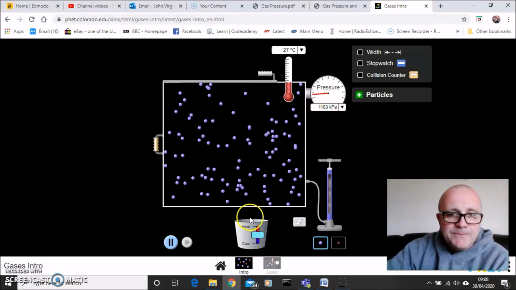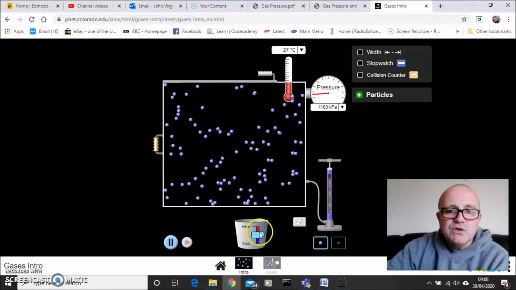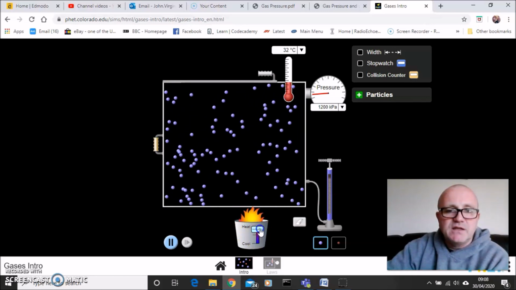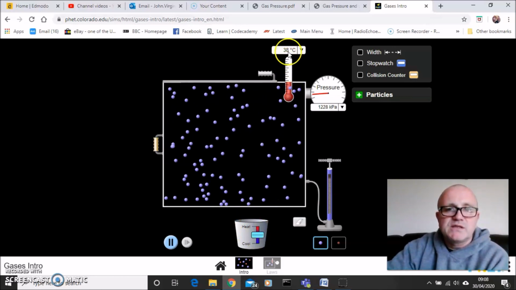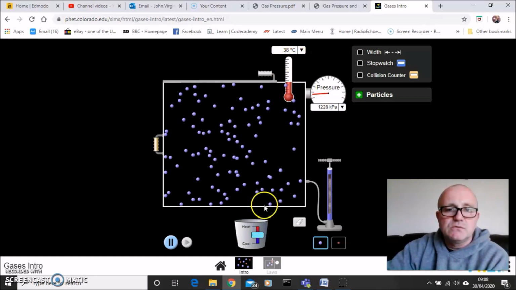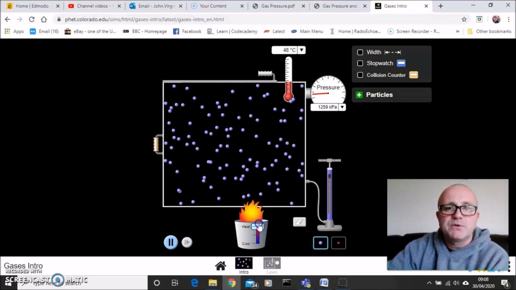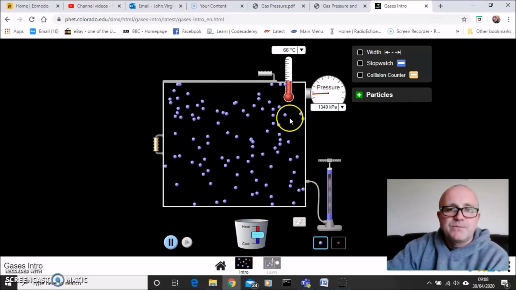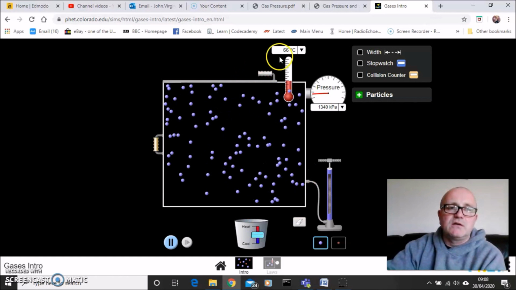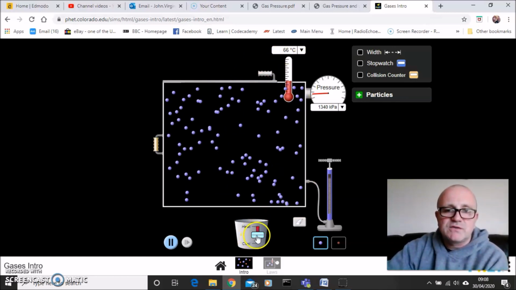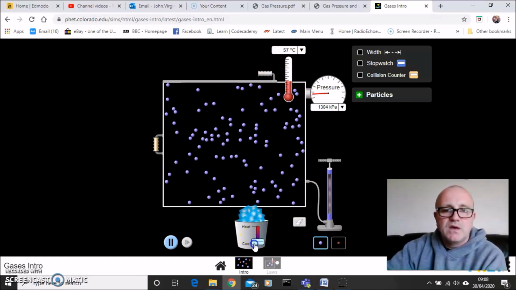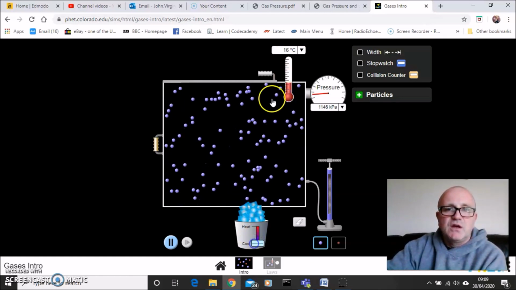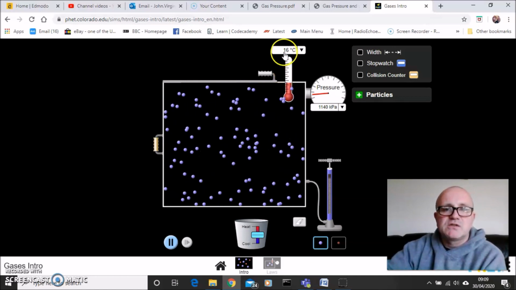Now down here, this little bucket thing allows you to change the temperature. If you drag this slider, it lights a fire, and you'll notice that the temperature starts to creep up. If you let go of it, it then holds the container at whatever temperature you want. If you drag the slider down, you'll notice that it turns into a bucket of ice, and the temperature starts to drop.